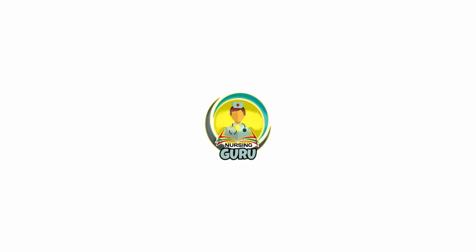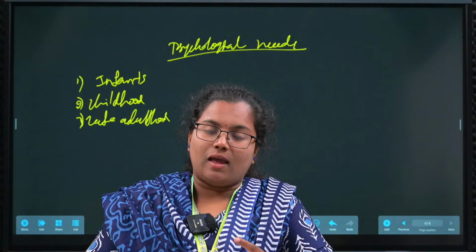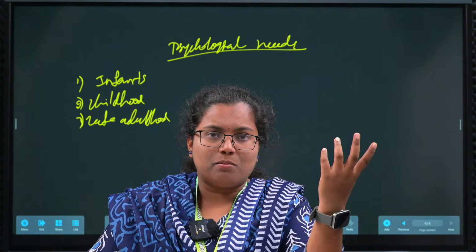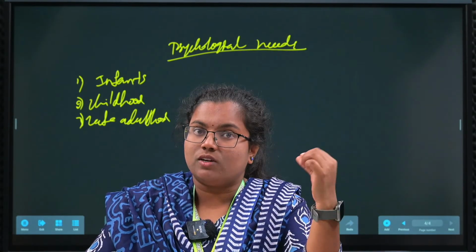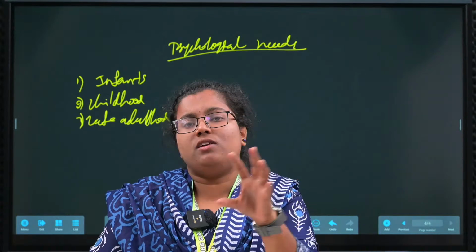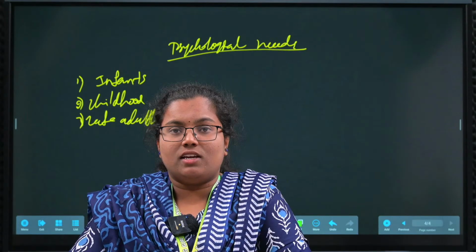And next one is late adulthood. In late adulthood, what are the psychological needs? Psychological needs of late adulthood. And what's the role of the nurse? Same thing here. They need freedom, independence, and protection. They need love and affection. This is about late adulthood. They need security.